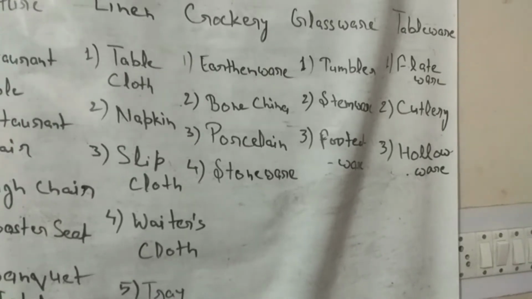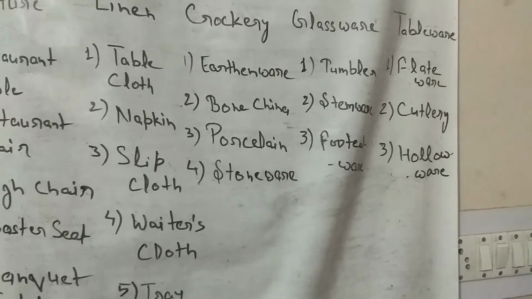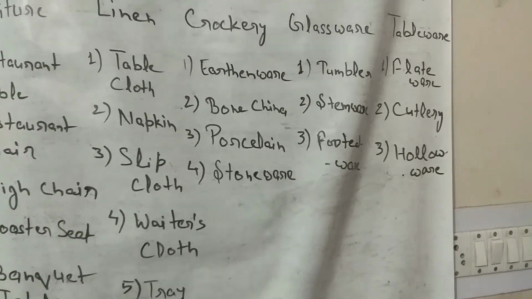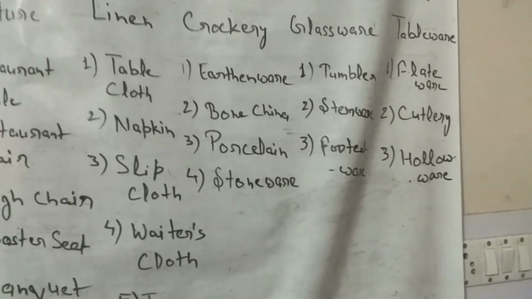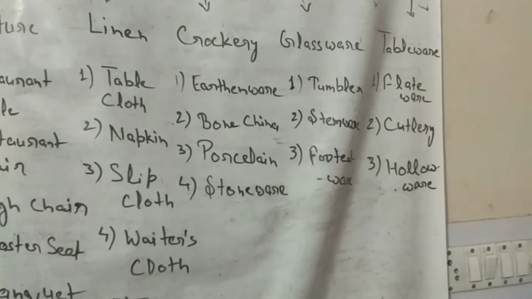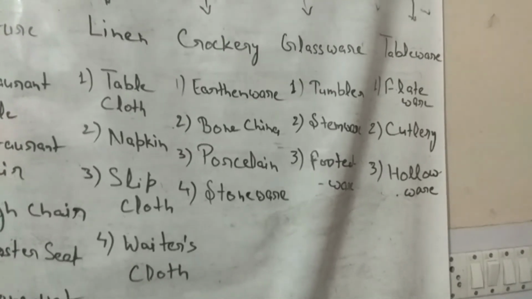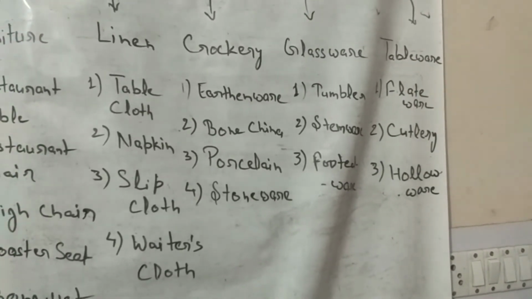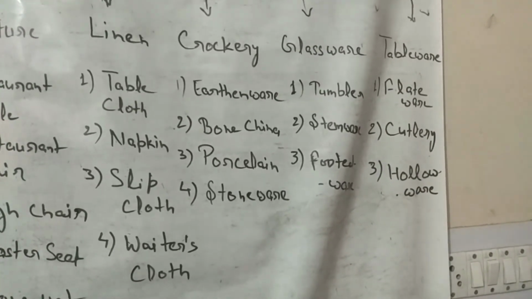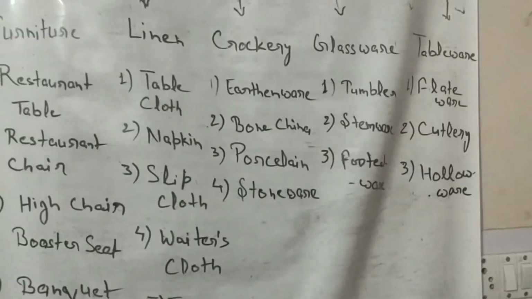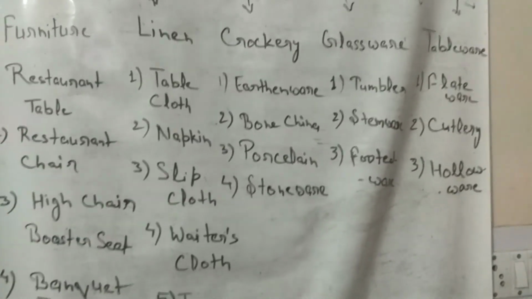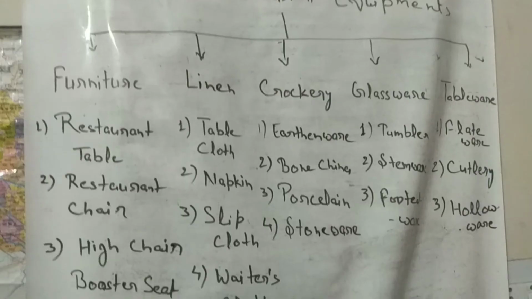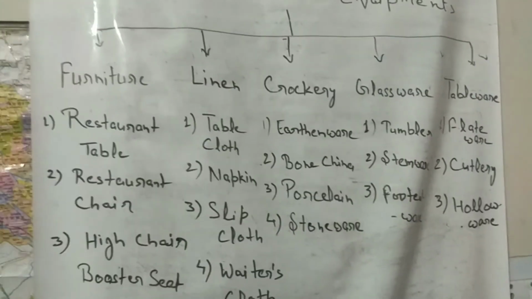And the next one is stemware. Stemware refers to glasses that have all three parts: bowl, base and stem. In this type, the stem connects the bowl with the base or foot. For example, red wine glass, white wine glass, champagne saucer, champagne flute, cocktail glass, etc. And the last one is tableware.